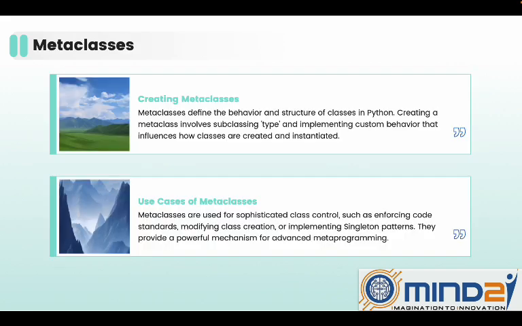And next we are moving on to metaclasses. We have two things in metaclasses: one is creating metaclasses and then use cases of metaclasses. Creating metaclasses is nothing but metaclasses define the behavior and structure of how classes in Python work. So basically here in metaclasses, we create a subclassing type or implement custom behavior, which helps the user or the developer to understand how the code works or how easy it is to make one.